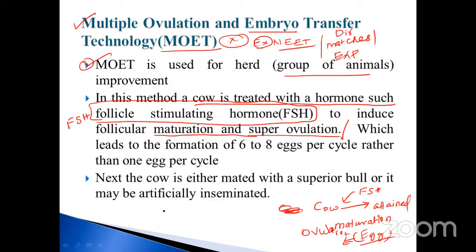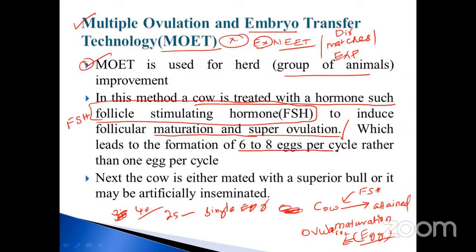You have to wait for the single egg, maximum 20 days. But in this category, just imagine, I'm not sure, 30 days or 40 days, per year how many times will we get it? 6 to 7 times. That is the reason, which leads to the formation of 6 to 8 eggs per cycle.